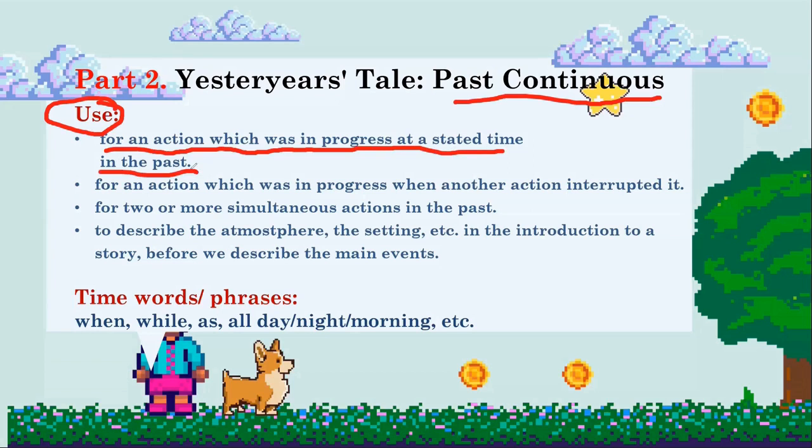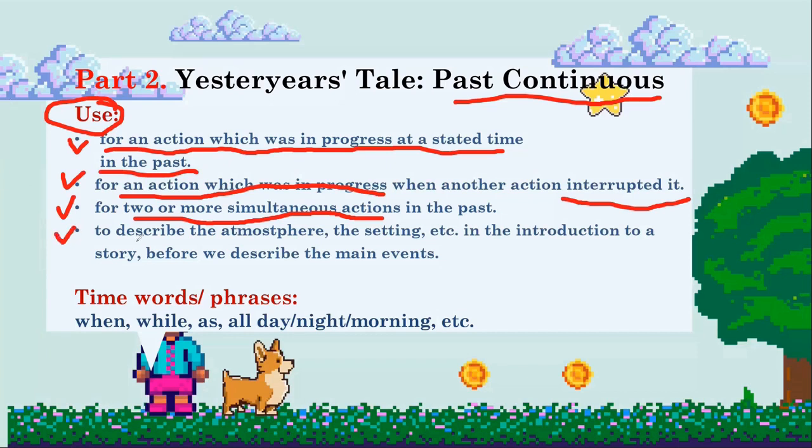Yeah. So for the next use, it will focus on an action which was in progress when another action interrupted it. So for the event in motion that got interrupted, for instance, I was reading the book when the phone rang. And the third one, for two or more simultaneous actions in the past, for example, while he was studying, his sister was watching TV.